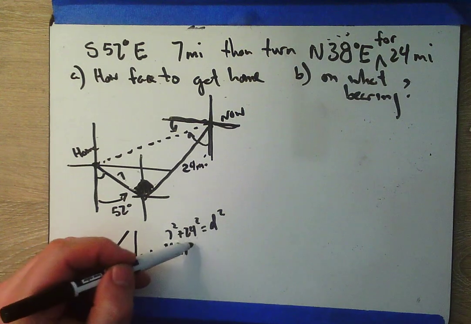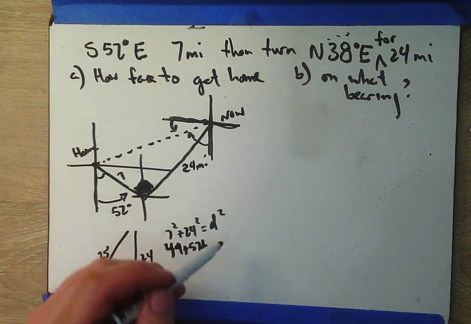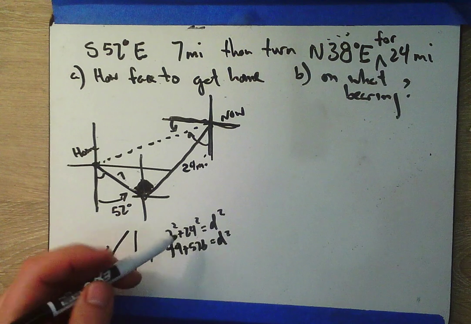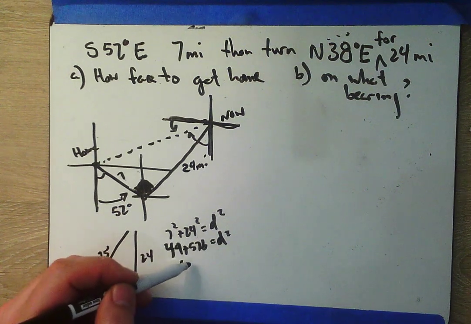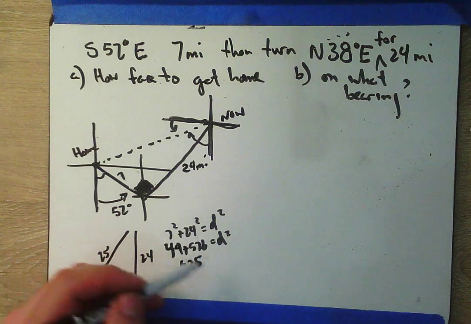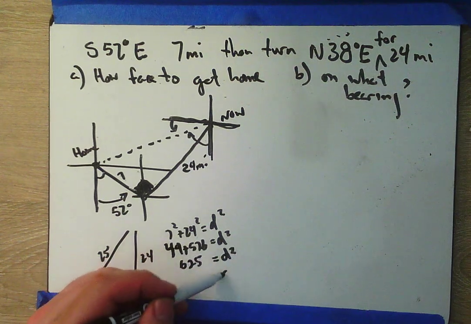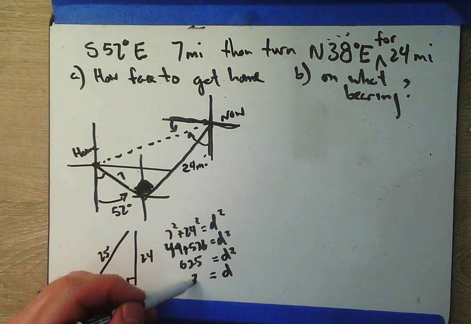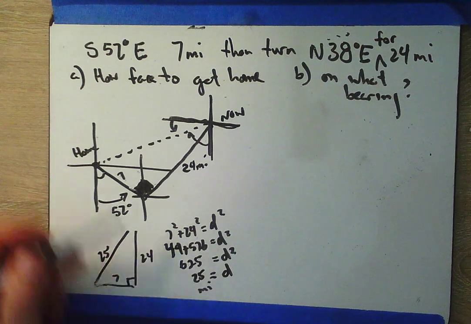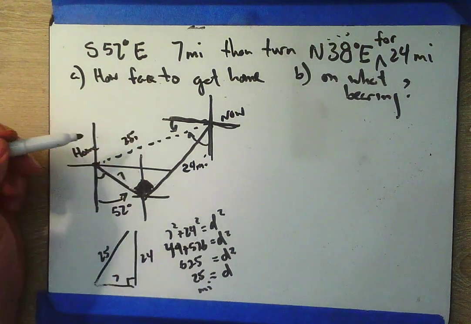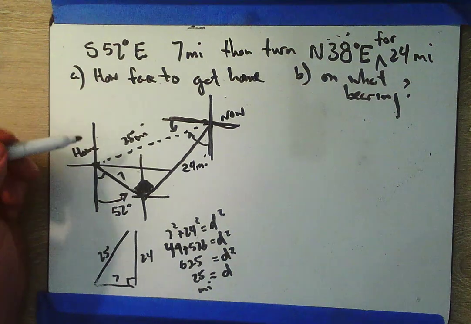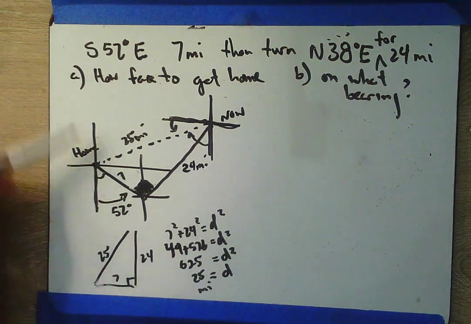49 plus 576 is distance squared. And so we get 625 is distance squared. So the distance back home is 25 miles. 25 miles to get back home. So that'll be the easy question.